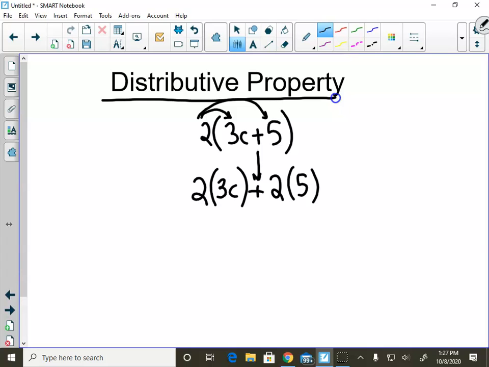Well, if we have 2 groups of 3c, altogether we would have 6c. And then 2 times 5 you already know. So what that says is if you distributed 2 times the sum of 3 times the number c and 5, you would end up with 6 times the number c plus 10. Let's take a look at another example.